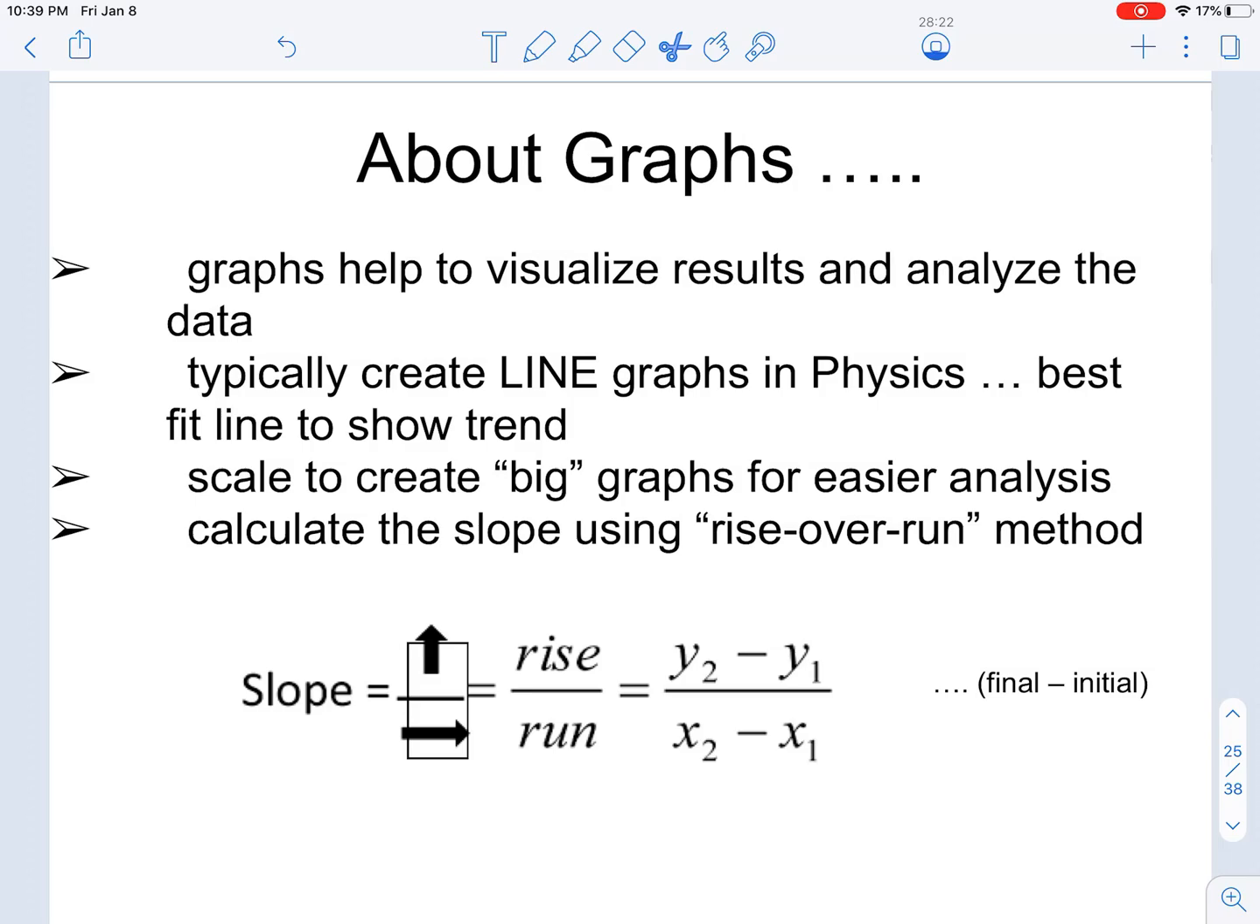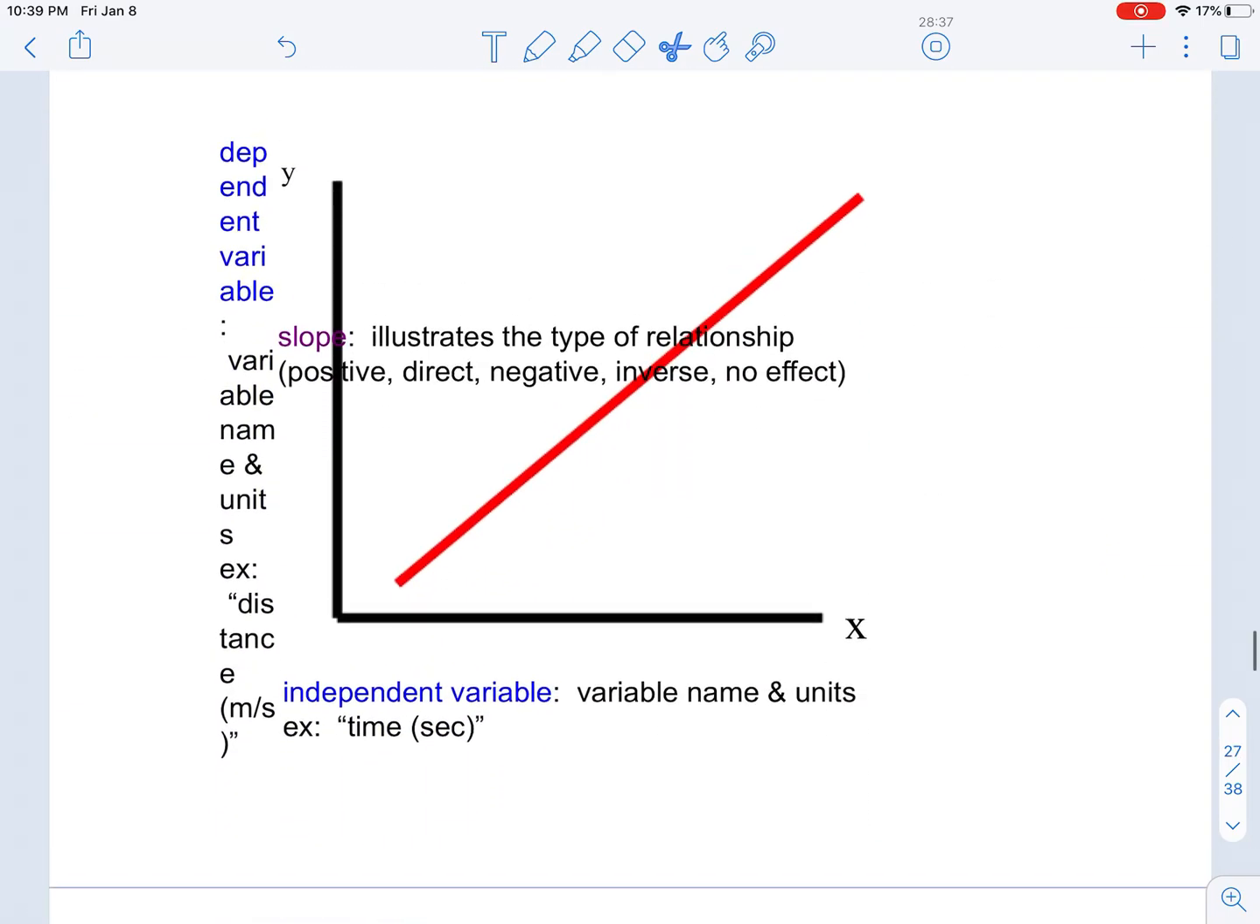So let's say that we're looking at a graph where speed is on the y-axis. So it would be the final speed minus the initial speed as our rise, or the change in y value for that particular slope of the line. Okay, that is the format that we will use: final minus initial.